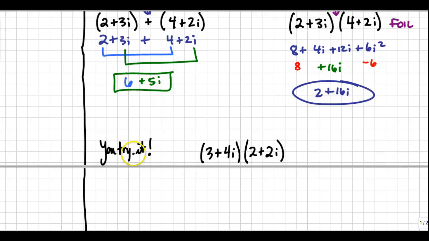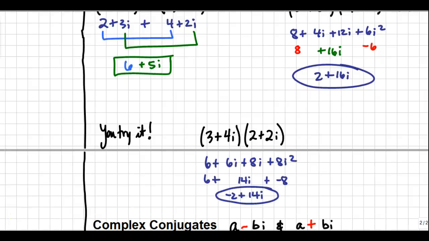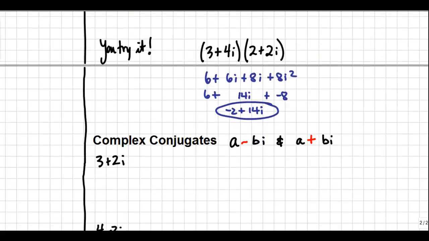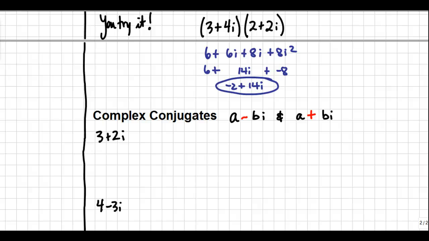I'd like students to try a multiplication question on your own. Try it by doing FOIL, similar to what we just did. Pause the video and the answer will be displayed shortly. So hopefully you got negative 2 plus 14i. If you're struggling with FOIL, make sure you talk to me during class and I can help tutor you individually.